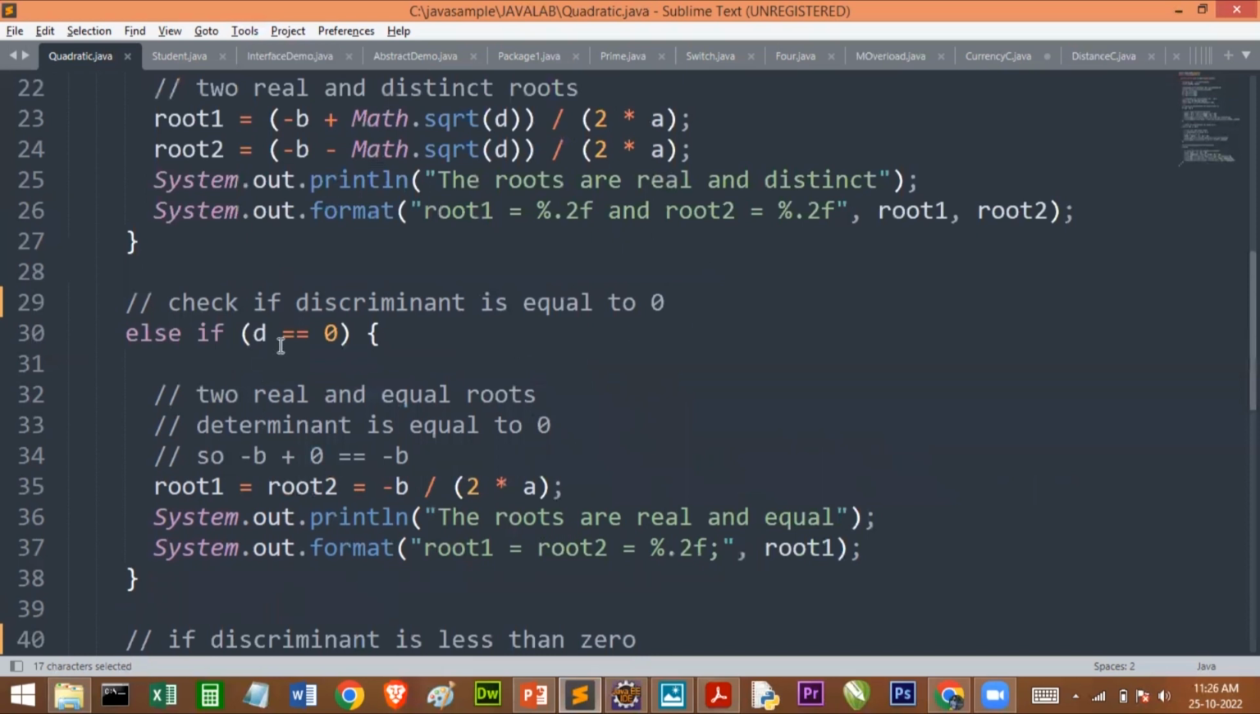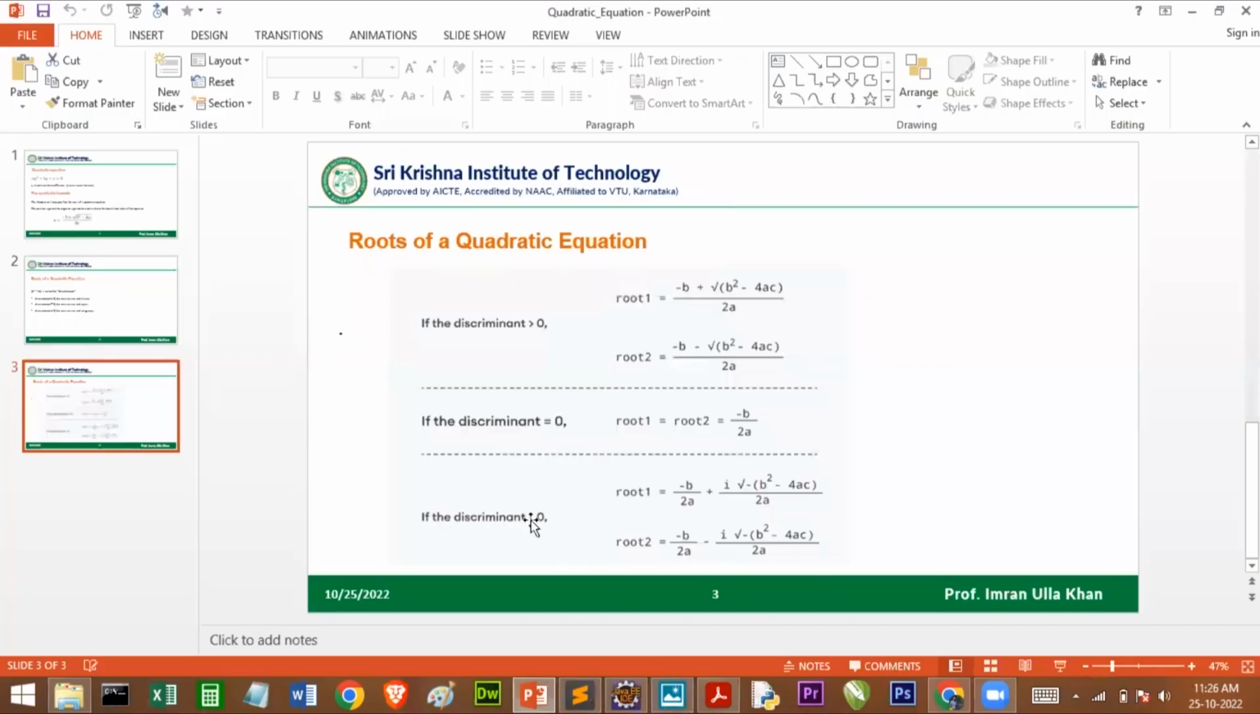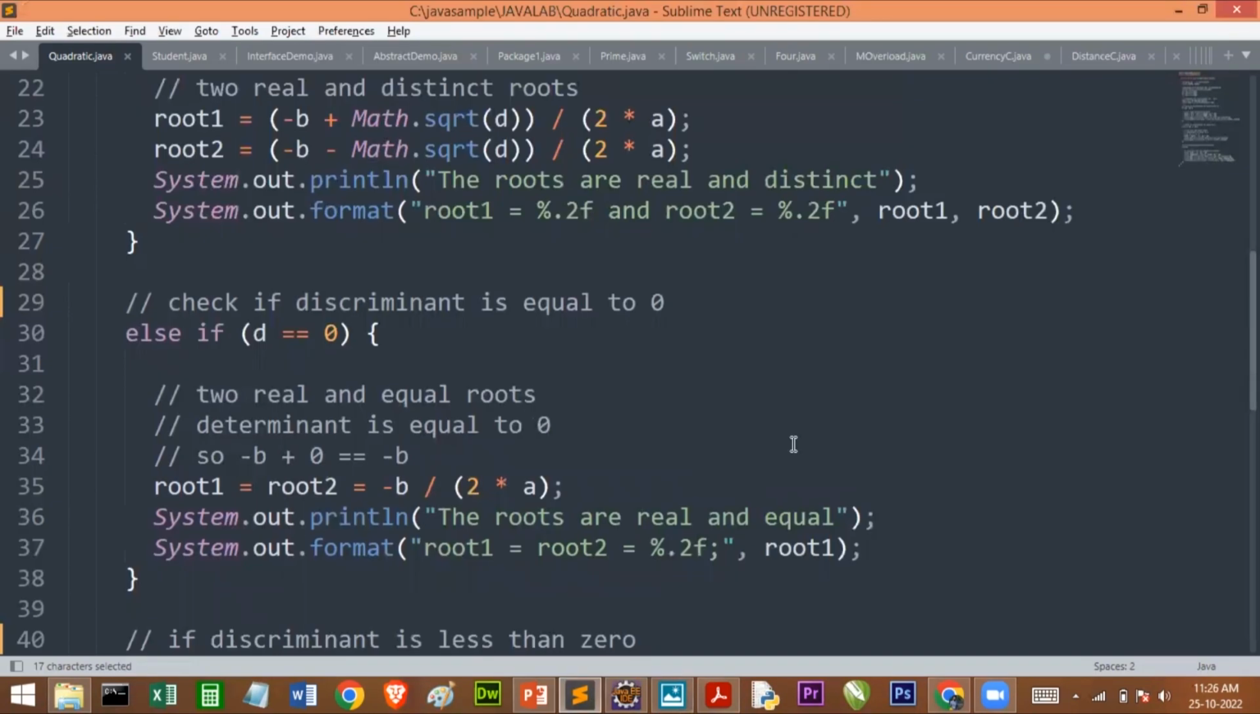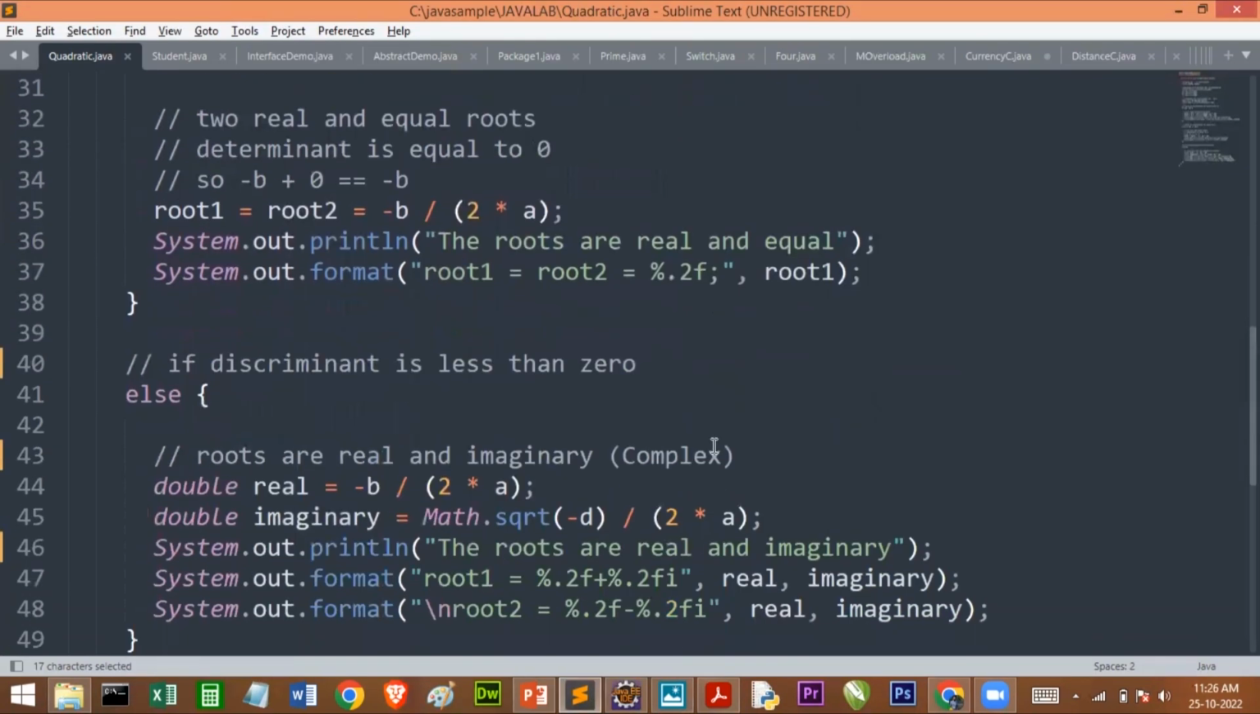Else if the determinant is equal to 0, that means the roots are real and equal. So I'm printing root 1 is equal to root 2. What is the formula? If d is 0, you will get just minus b divided by 2a. If you want, you can see in the PPT. So if the discriminant is equal to 0, root 1 is equal to root 2 is equal to minus b divided by 2a.